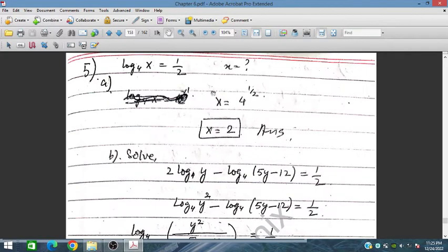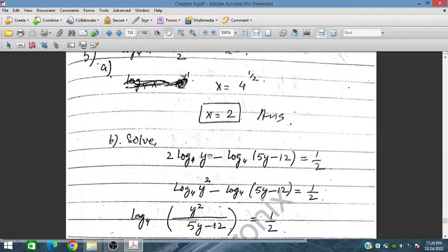This is question number 5. Log base 4 of x is equal to half. We have to find the value of x. So if we take 4 power log base 4 of x, this becomes x equal to 4 power half, because 4 power log base 4 is the same, so it will be 1. So x equals 4 power half, so x equals 2.